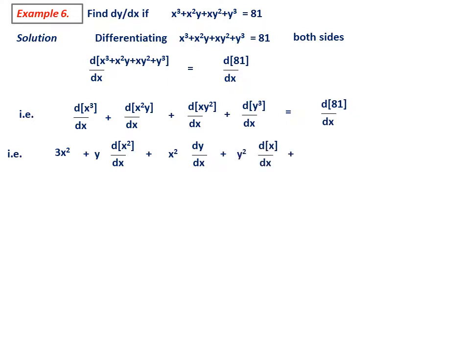Y square as it is, d by dx of x, plus x as it is, d by dx of y square, plus then 3y square, the last, that is the fourth term, into dy by dx. This will be equal to 0.